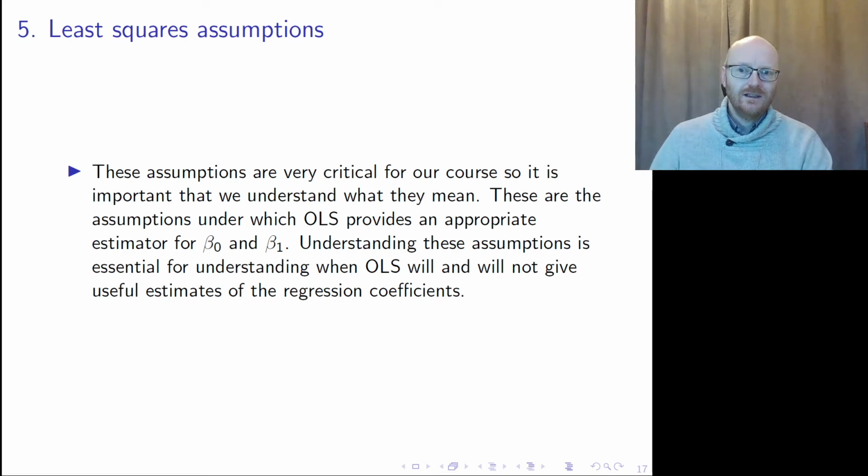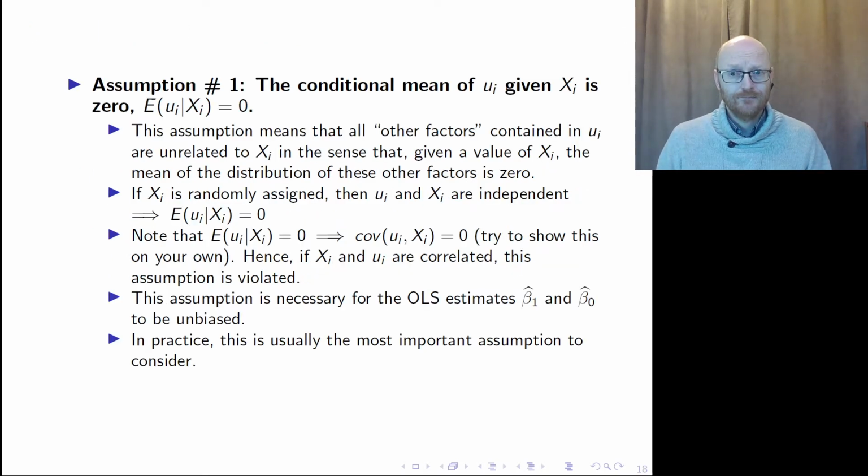We are now dealing with the least squares assumptions. We need to know when we can trust our results and when we cannot trust our results. That's why we have these assumptions. The OLS method gives us unbiased results given certain conditions. So let's get to it.